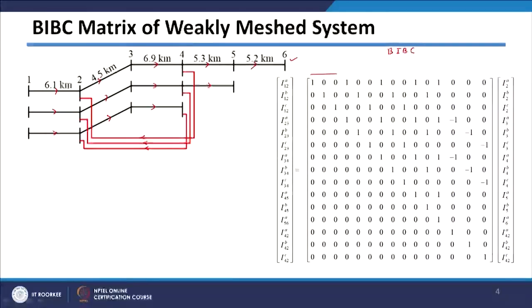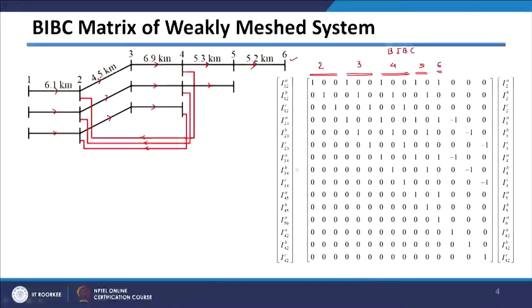These 3 columns are corresponding to bus 2. These 3 columns are corresponding to bus 3. These 3 columns correspond to bus 4. Then these 2 columns are corresponding to bus 5, and this one column is corresponding to bus 6, because there is only one phase in bus 6. There are only 2 phases in bus 5, that is why only 2 columns are there corresponding to bus 5, and for the remaining 3 buses all the 3 columns are there. And we have seen that we can easily get these branch currents.